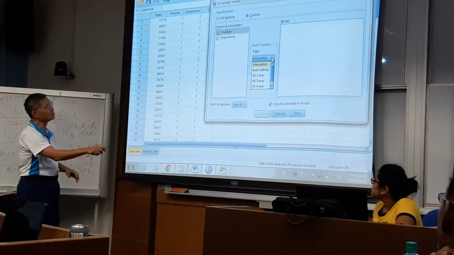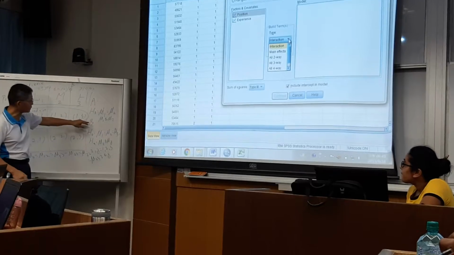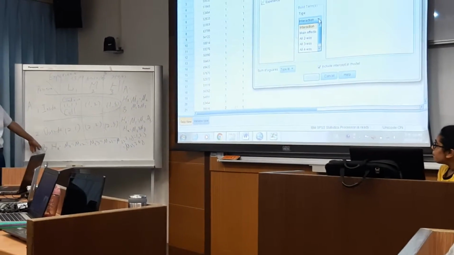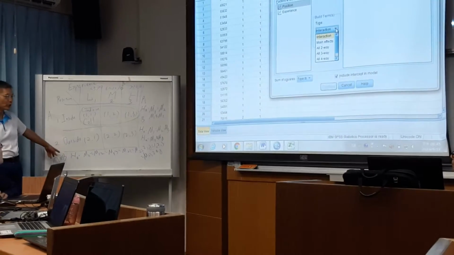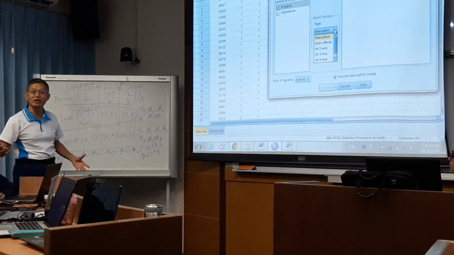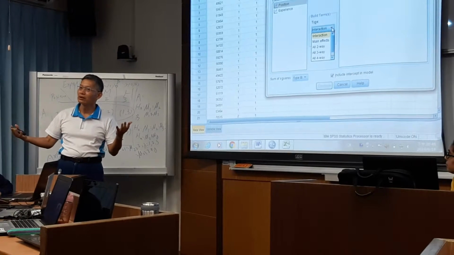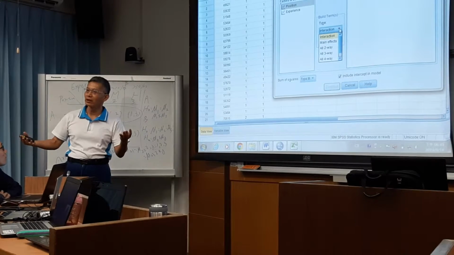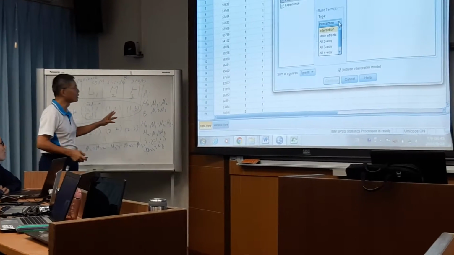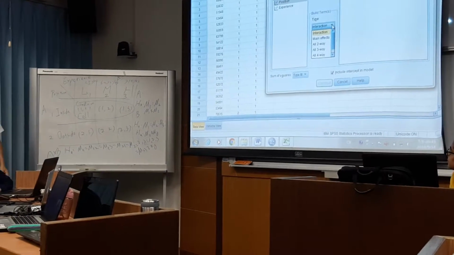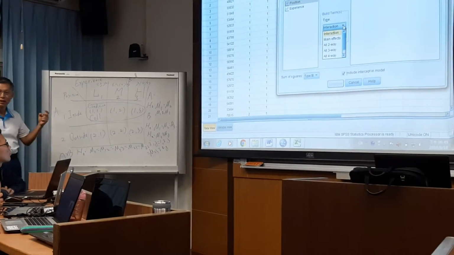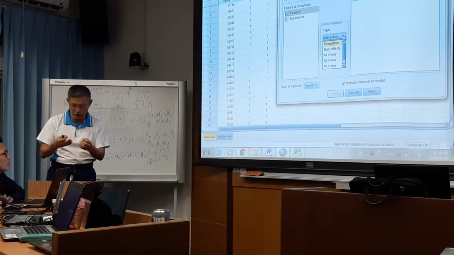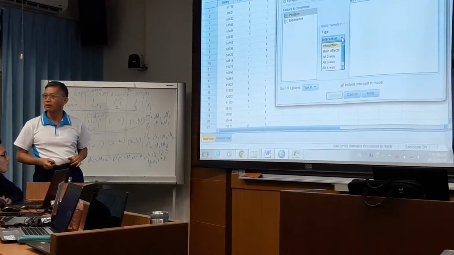We have a main effect, like A and B. We have a two-way interaction, like A cross B. If we have a factor C, then how many two-way interactions do we have? If we have A, B, C? Three. A B, A C, B C. If we have 4 independent variables, how many two-way interactions do we have? A, B, C, D? A B, A C, A D, B C, B D, C D, 6.